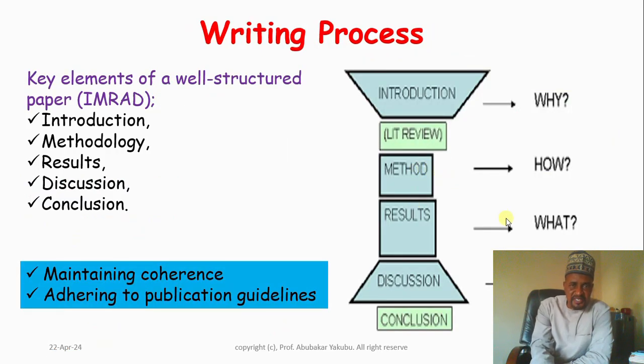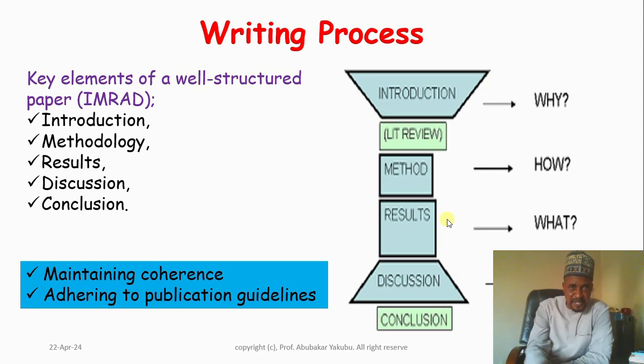So in writing a research paper that is publishable, what are the key things to be involved? And I call that the writing process. So in the writing process, there are key elements of a well-structured paper, and I've brought it down to an abbreviation I call EMERAD. And what is EMERAD? EMERAD is introduction, methodology, results, discussion, and conclusion. And that is EMERAD for me.